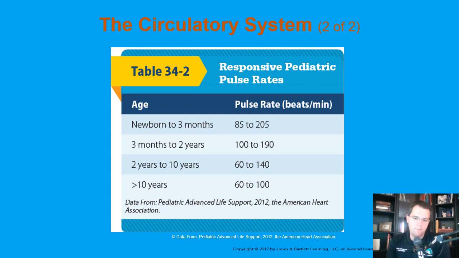So here's a pulse rate chart. We know that newborns can range anywhere from 85 to 205 beats per minute. All the way up to anybody over the age of 10, their heart rate is actually more normal, what we would consider normal for an adult. Know that their lower end heart rate, as you can see up here, can be the same. So between 2 and 10 years old, their minimum acceptable heart rate is 60, but their upper level is a little bit higher for the younger kids. As you get older, everything should start to slow down and become more normal.